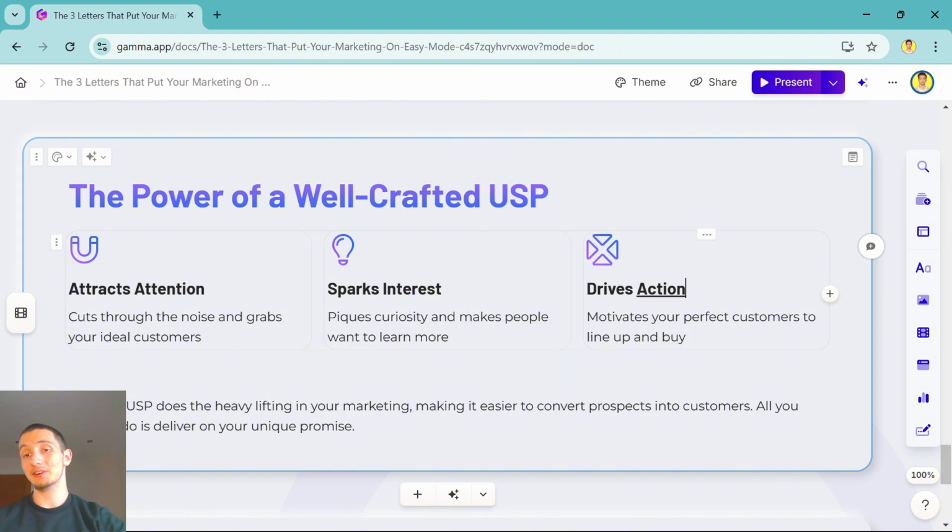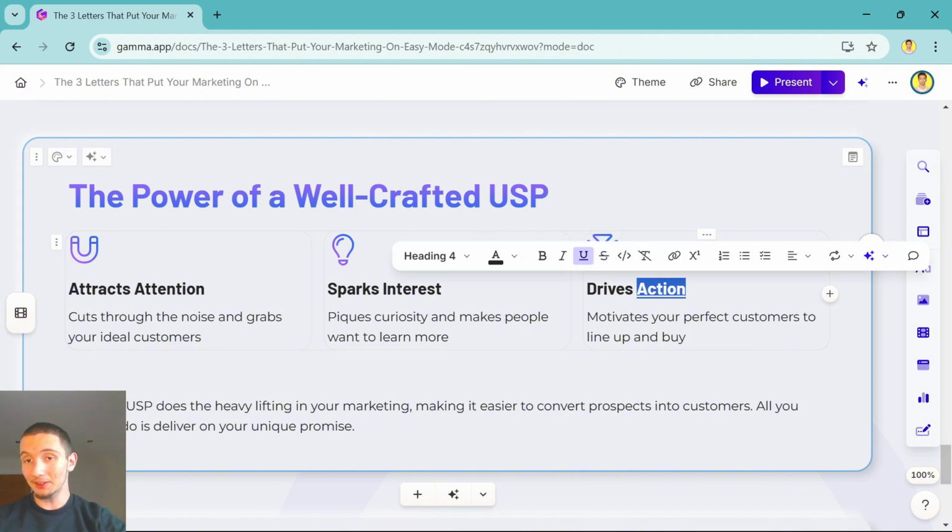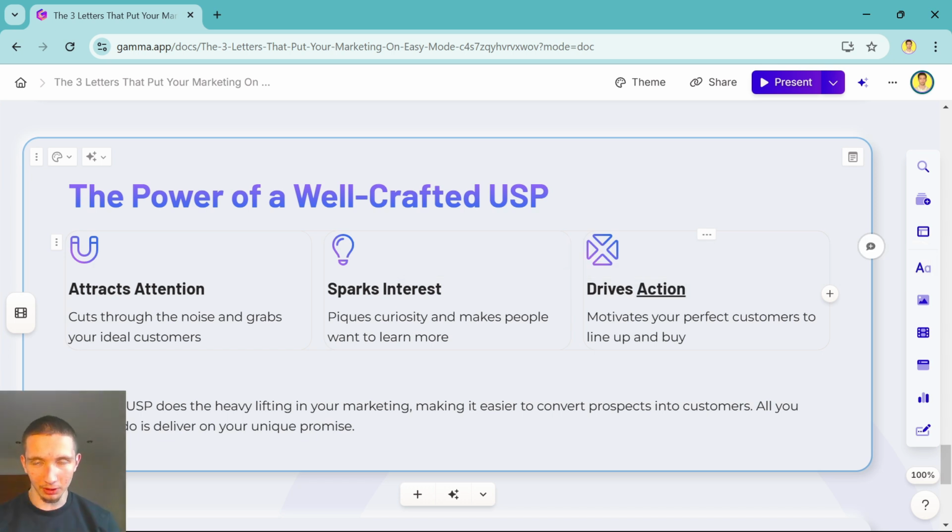And thirdly, it drives action. I underlined this specifically because I wanted to talk about this now. Your business runs on money. To make money, you need someone to give you money. That's an action. You're not convincing people to come into your shop and get your service. You're convincing them to send you money, which is an action. You're convincing them to take an action. And that's what a USP is perfect for. A USP drives action.